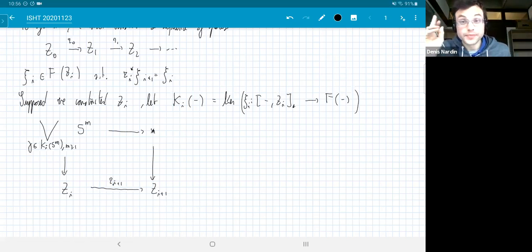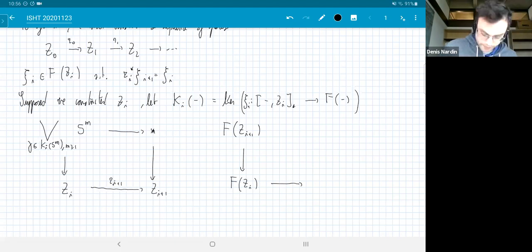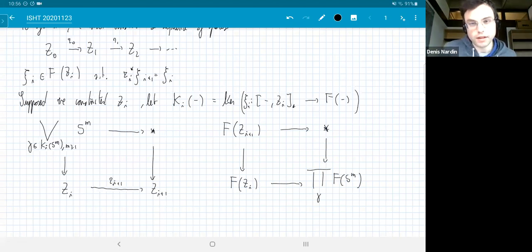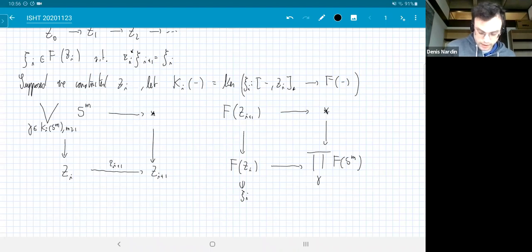But we are not done yet. Be very careful, because I haven't lifted Xi I. So remember, let's look at what happens with F here. F of Z i plus one, F of Z I, goes into this product over gamma of F of Sn, goes to zero. Well, zero, okay, the base point, whatever. These are pointed sets. Okay, remember here we have Xi I, and the point is that these get sent to the base point.